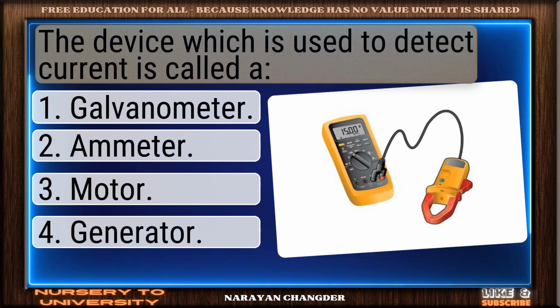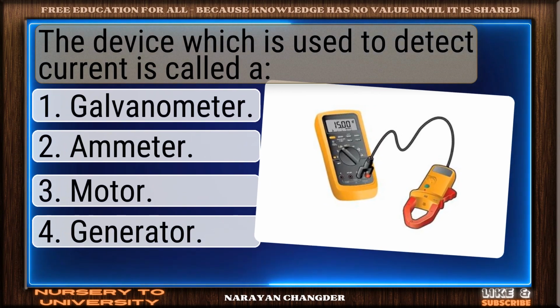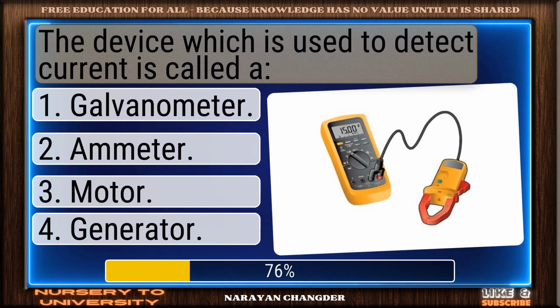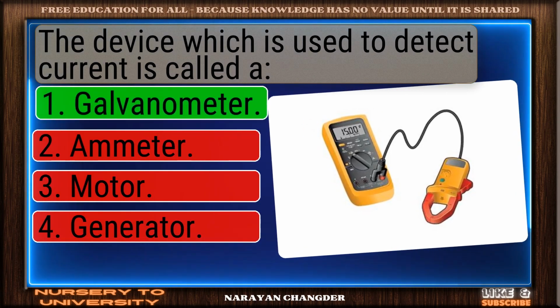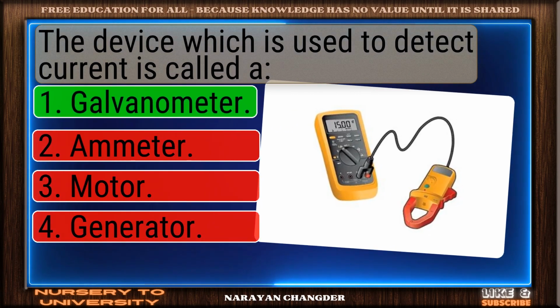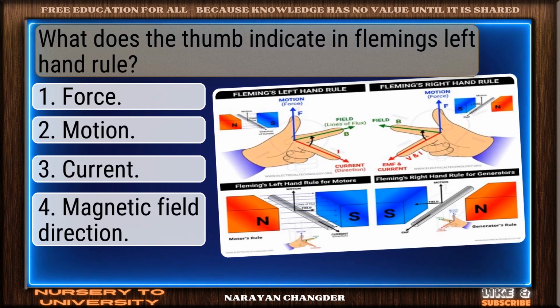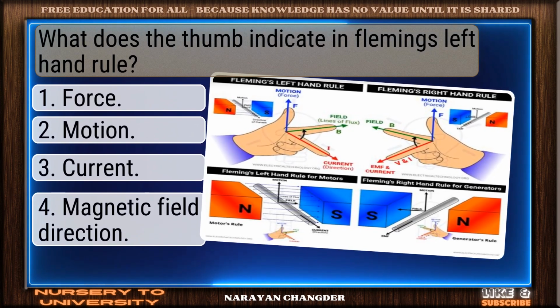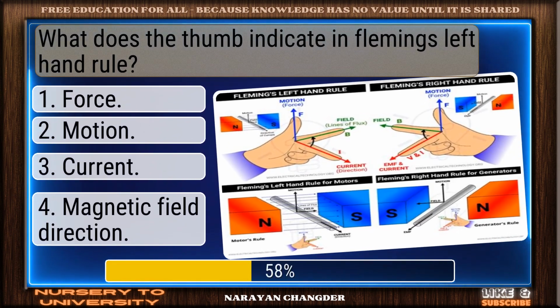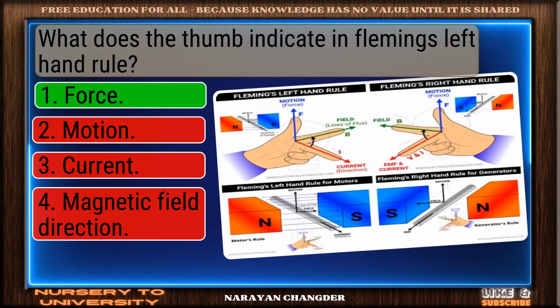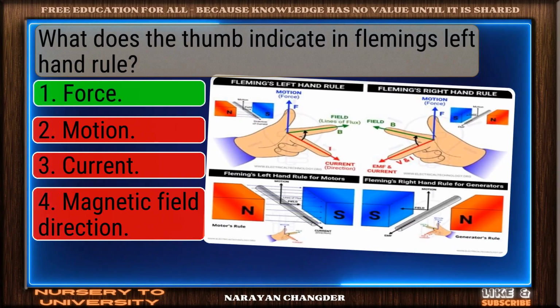The device which is used to detect current is called a. Right choice. Galvanometer is best. What does the thumb indicate in Fleming's left-hand rule? Well picked. Force is correct.